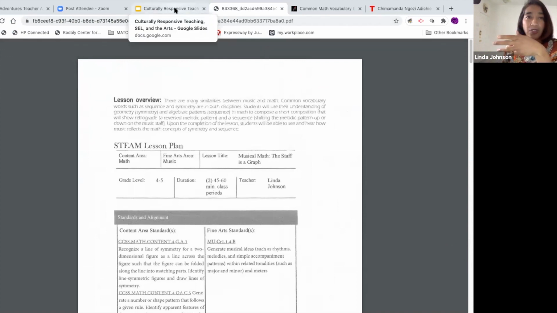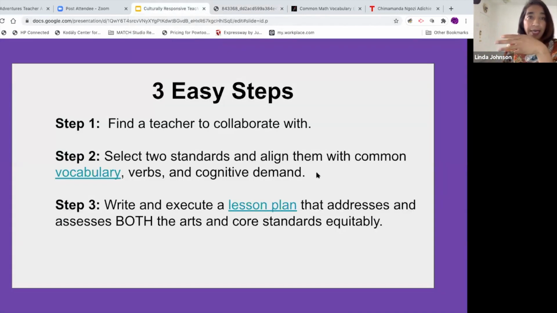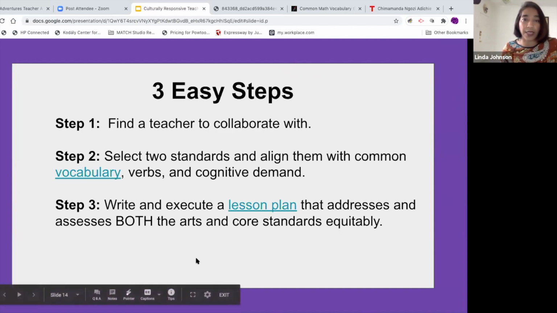And I like to use the term arts integration because with arts integration, you are looking at everything. You can include language arts, you can use history, you can use other things that are not in STEM. And so that's why I always do that and call it that.